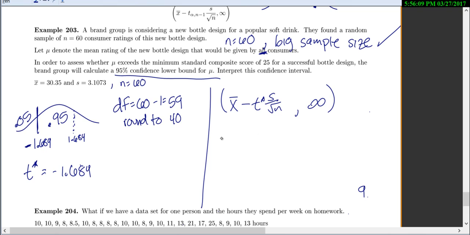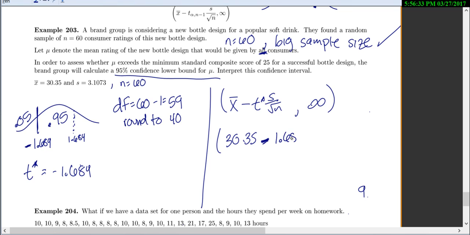Okay, let's see. So we'll do x bar is 30.35 minus. Okay, so when you come back over here, they want a minus. We already kind of included the negative. You don't want to uninclude the negative, make it be a positive. So whether you have a positive or negative here, just make sure if you're looking for a lower bound that you keep a negative here.